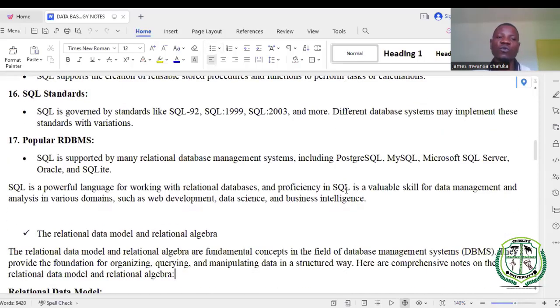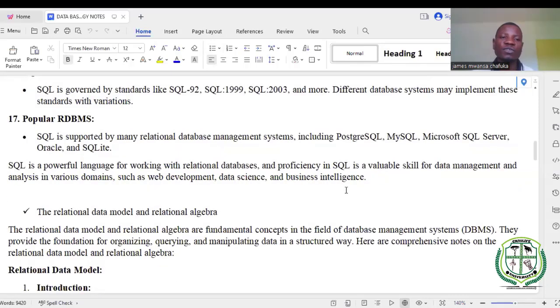Okay. Then apart from that, we also have popular relational database management systems. SQL is supported by many relational database management systems, including PostgreSQL, MySQL, Microsoft SQL Server, Oracle, and SQLite.